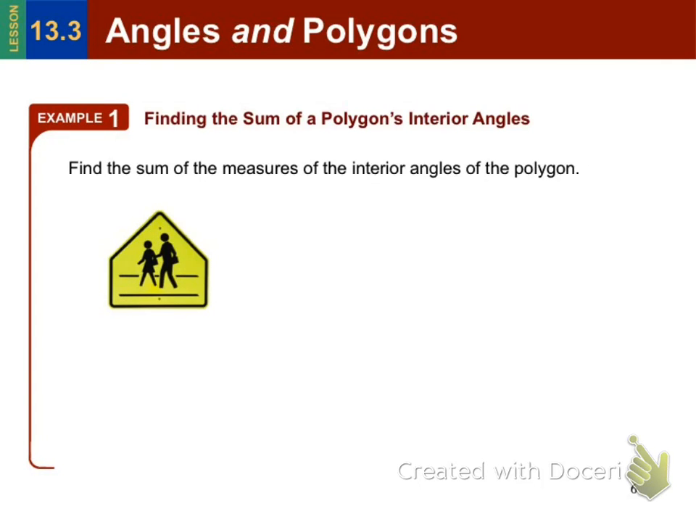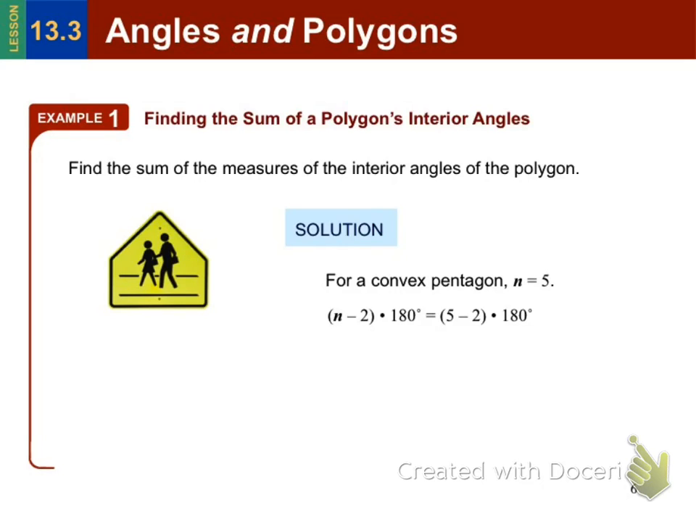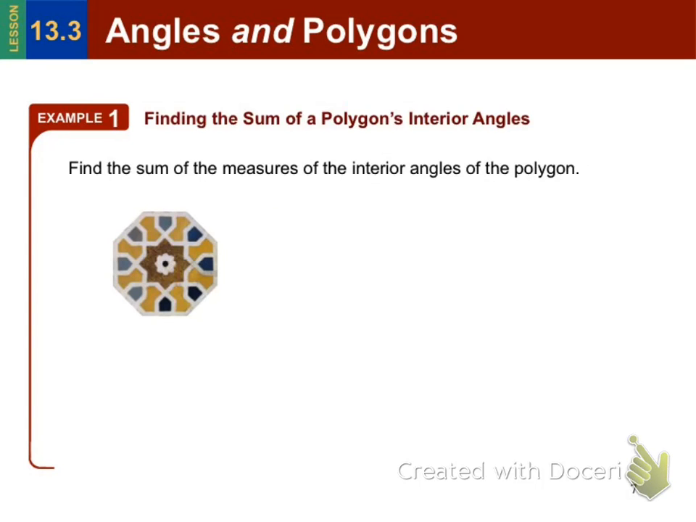So in example 1, finding the sum of a polygon's interior angles. Find the sum of the measures of the interior angles of the polygon. So it's 5-sided, but it did not tell us that it is regular. So in this case, we're not going to find the measure of just one angle. But since it's a pentagon, it has 5 sides, n minus 2 times 180, and this is in our table as well, and we found that to be 540.